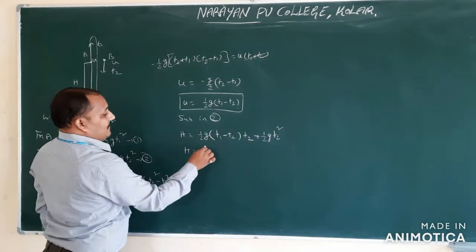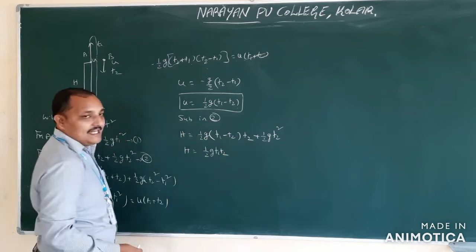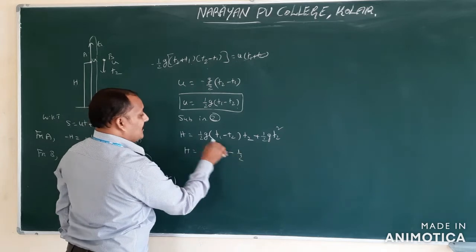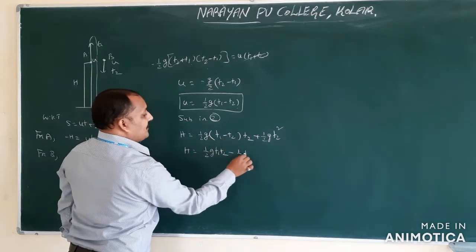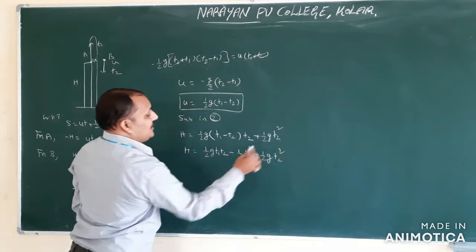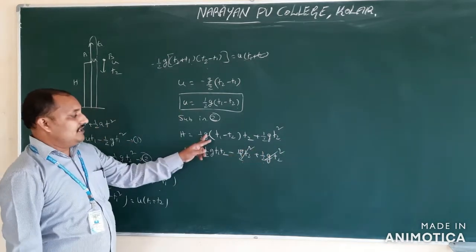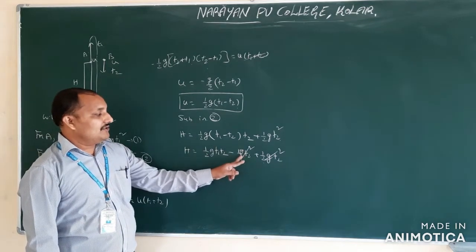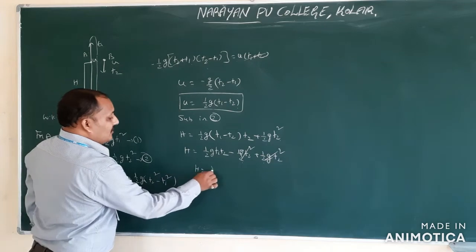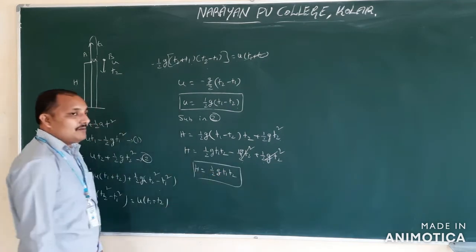Then h is equal to half g T1 T2, minus half g T2 into T2, that is T2 square, plus half g T2 square. These two will be cancelled: half g T2 square and half g T2 square will be cancelled. Then h value how much you got? Half g T1 T2. So these equations you have to remember directly.